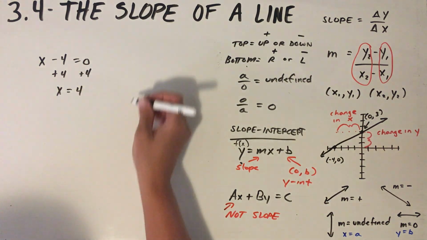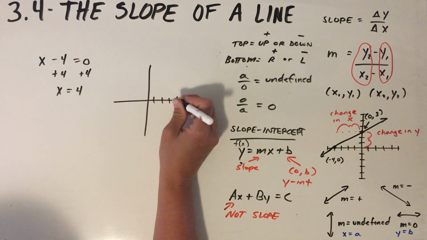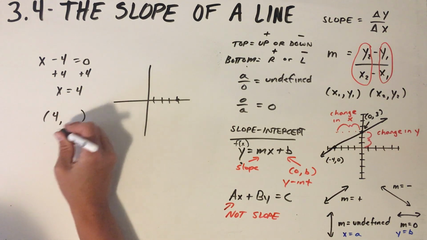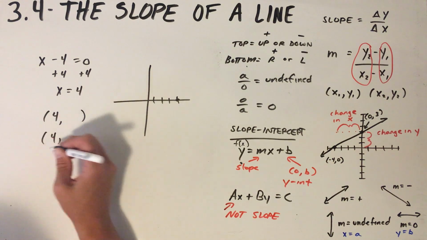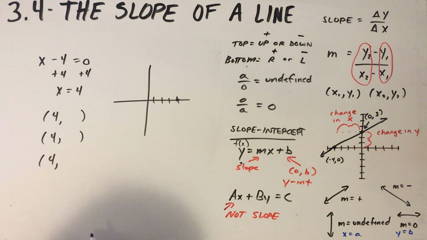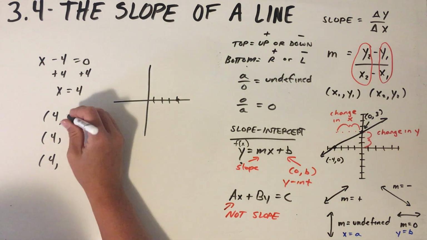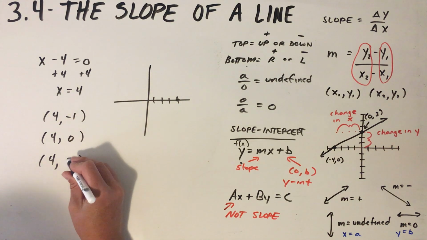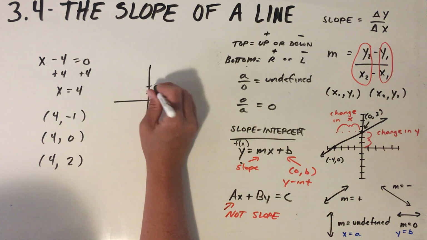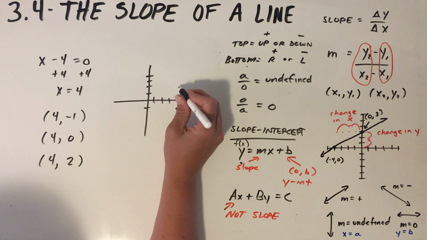If x is equal to 4, x is literally always 4. Well, x is 4 right here. Let's do a few ordered pairs where x is 4, because that's what the statement says. X is 4. Well, x is 4 when y is what? Well, it doesn't matter, because there is no y. X can be 4 when y is -1, when it's 0, and when it's 2. Doesn't matter, but x is always 4. If x is always 4, (4, -1) is right here, (4, 0) is right here, and (4, 2) is right here.